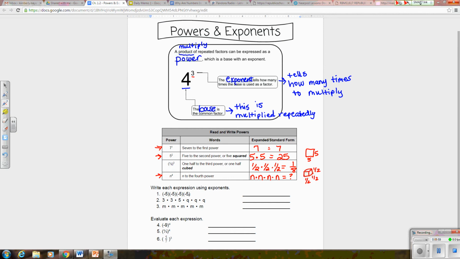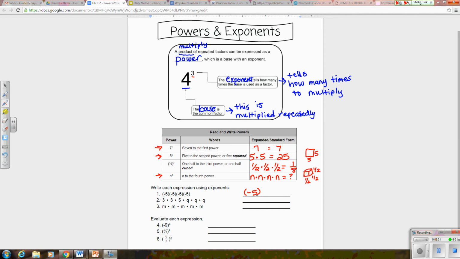So I'm going to practice some of these with you. And then I want you to complete the rest and then compare with your neighbor either next to you or across from you until all the group has compared. So I'm going to do number 1 for you. Okay, -5 times -5 times -5 times -5. So what is the number that is being multiplied repeatedly? Well, that would be -5. So I'm going to leave it in parentheses because it needs to be in parentheses.